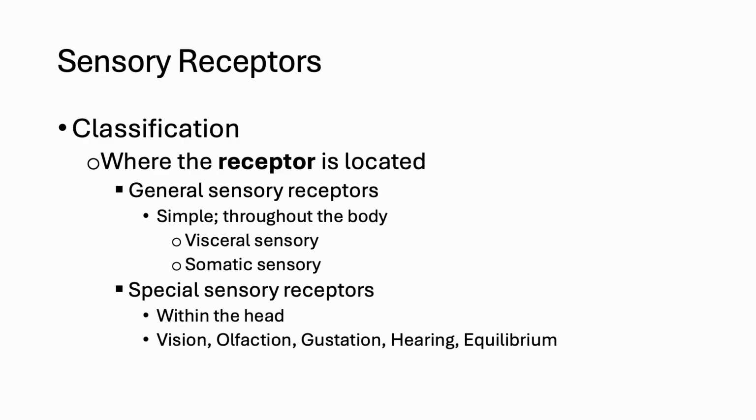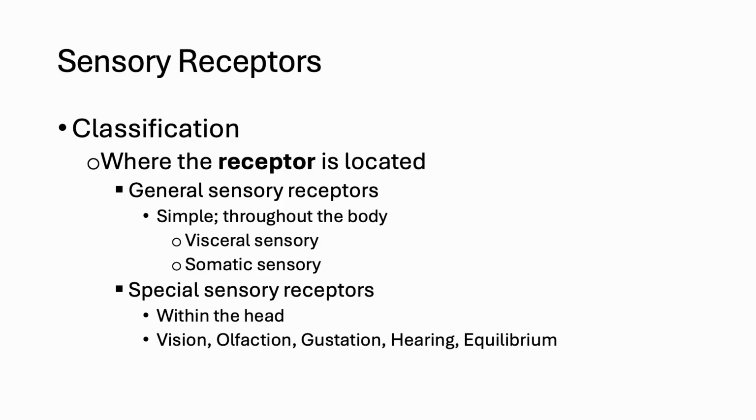Now, our visceral sensory receptors are in the walls of our organs, or our viscera, and also in the walls of our blood vessels. Again, they're detecting stretch in that smooth muscle that makes up the walls of the viscera and the walls of the blood vessels. Also pain and temperature, and even chemical changes.